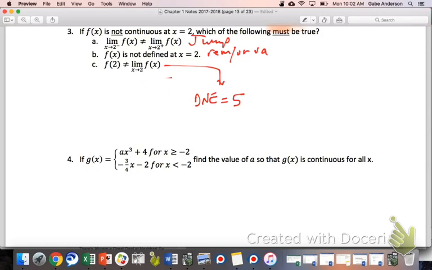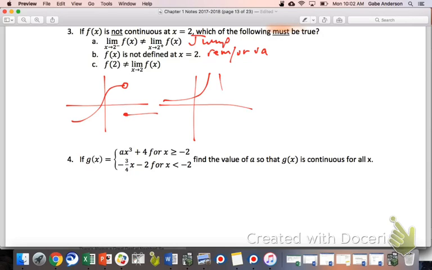If we looked at a graph, this might be a better way. So you could have a jump. In a jump, f of 2 is defined perhaps, but the limit doesn't exist. That fits with C, doesn't it? With a vertical asymptote right there, well, f of 2 doesn't exist, and neither does the limit. You might say, hey, does DNE equal DNE? No, it doesn't mean that it's continuous, right? It simply does not exist right there.